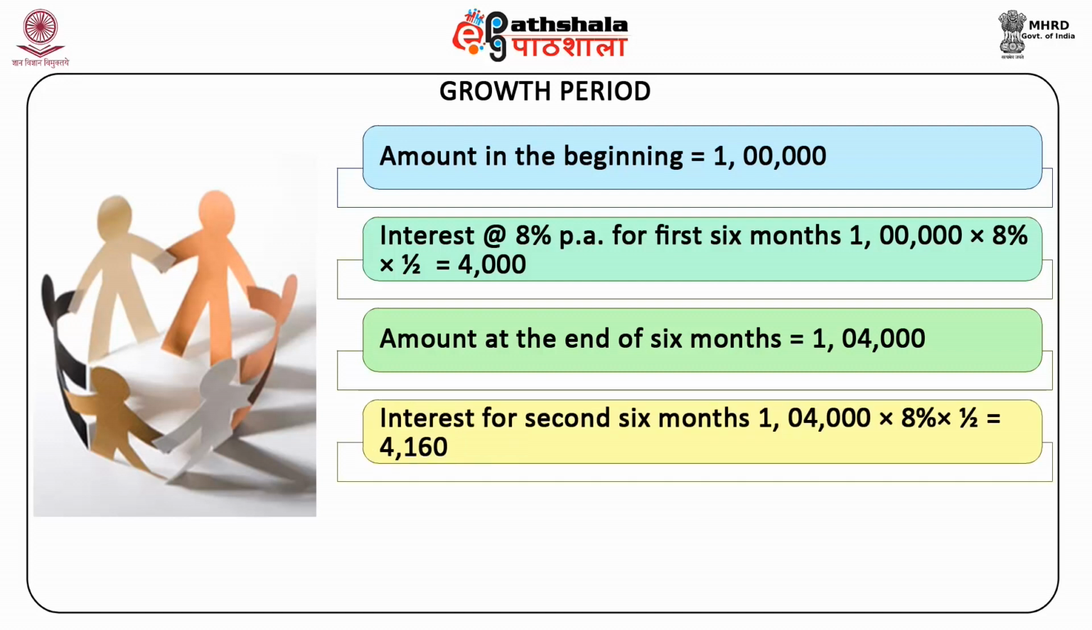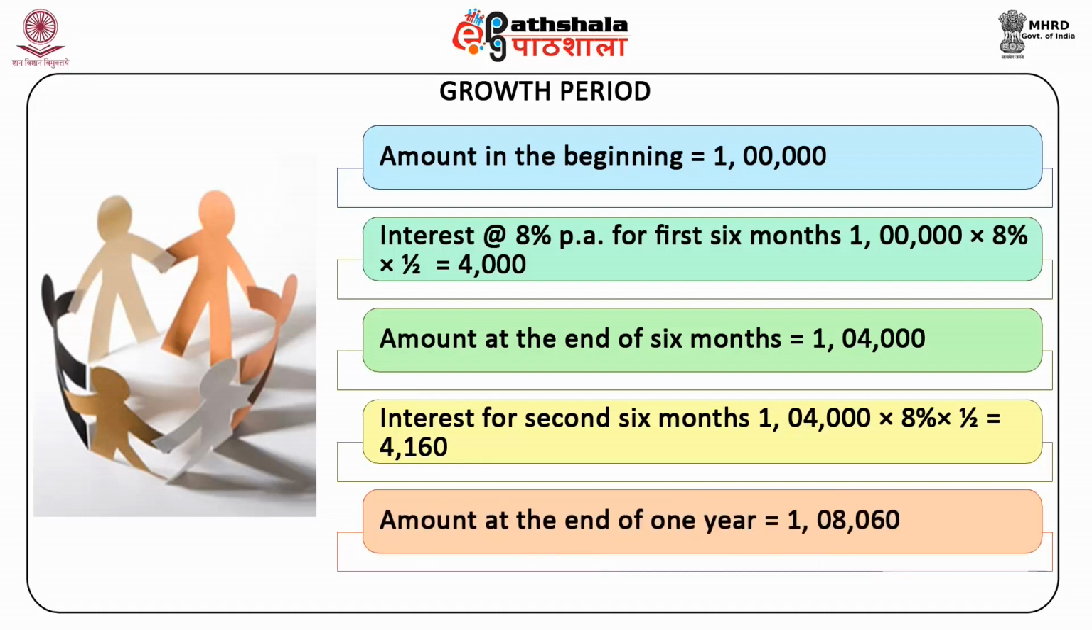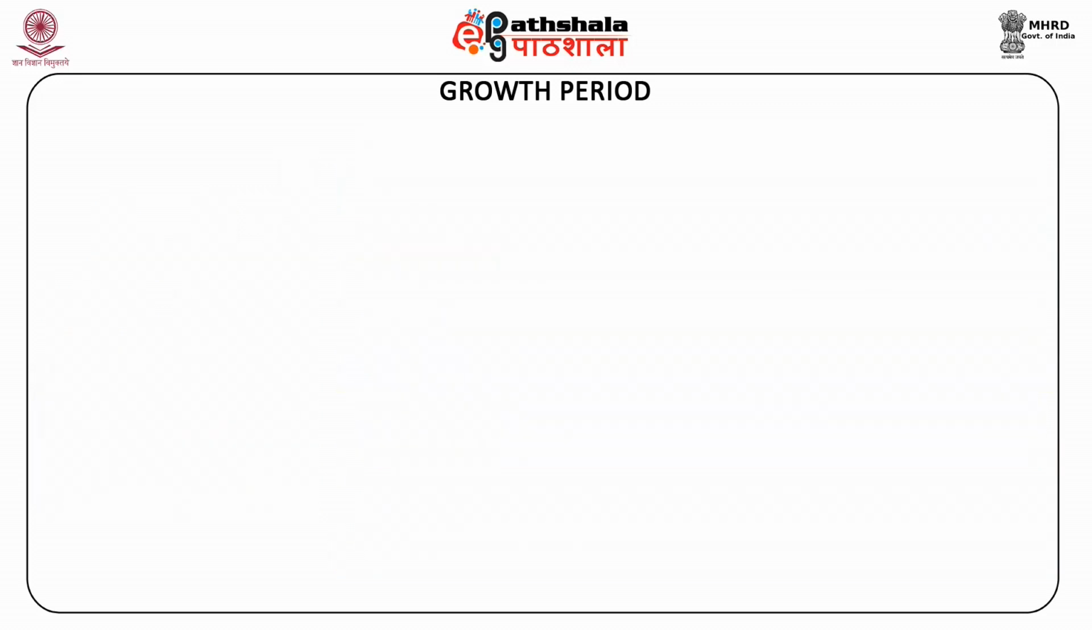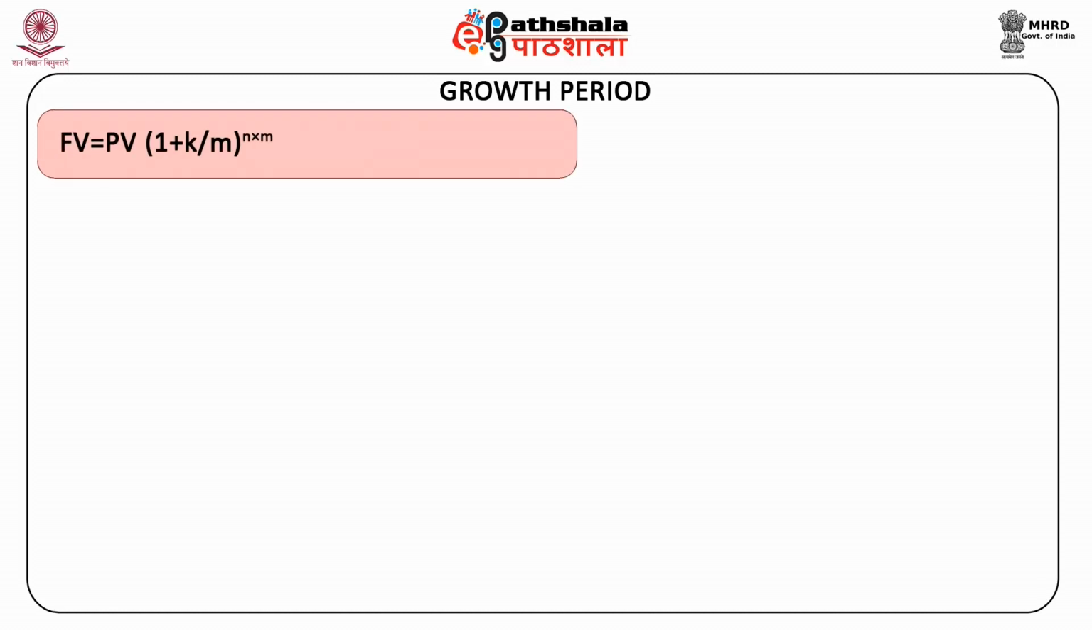Interest for the second 6 months is 4160, and the amount at the end of 1 year is equal to 1,08,160. Alternatively, FV is equal to PV into (1 plus K upon M) raised to power N into M.